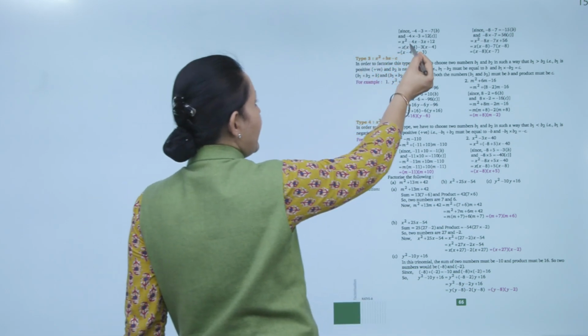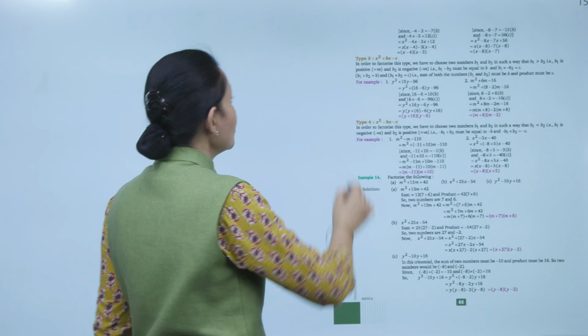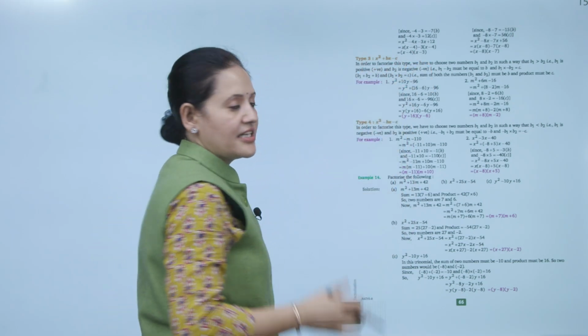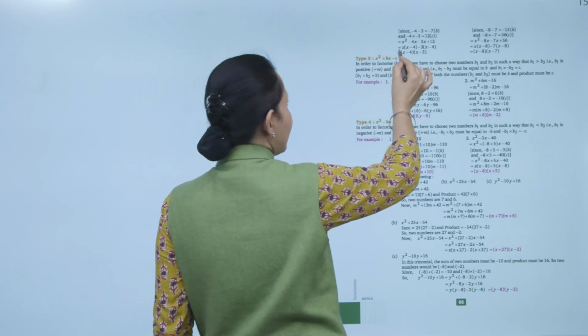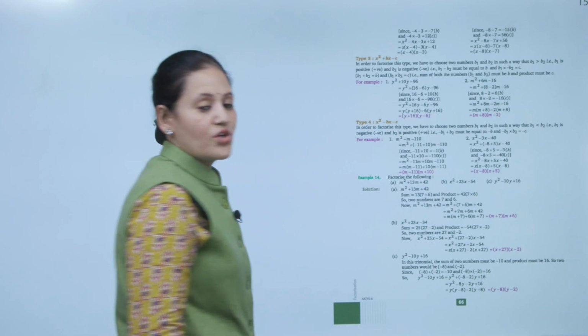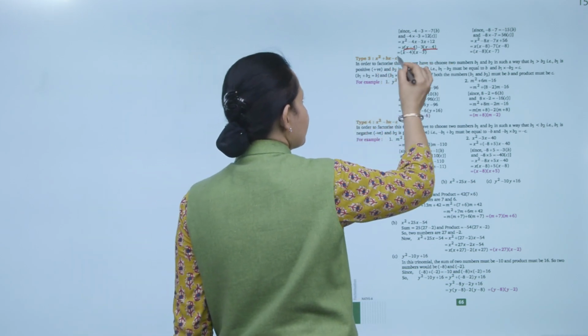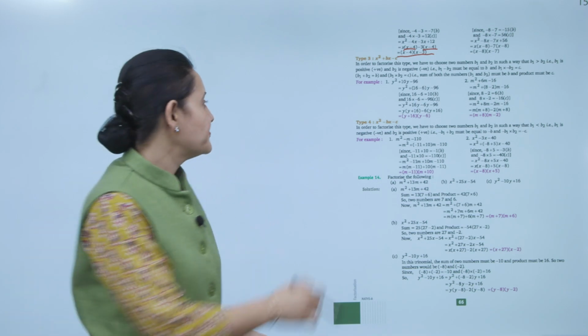x square minus 4x and minus 3x. Their product is 12x square. Clear? And when we add them together, that is equal to the middle term, 7x. Now we'll take x common: x minus 4, and minus 3 common: x minus 4. So we get two factors: x minus 4, which is common in both, and x minus 3. Clear?